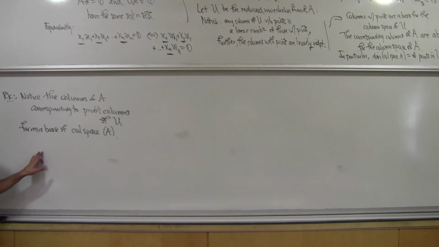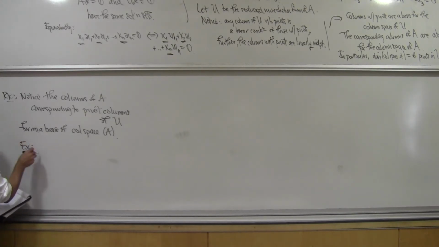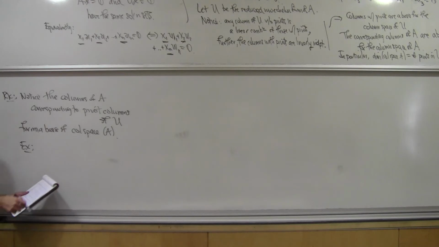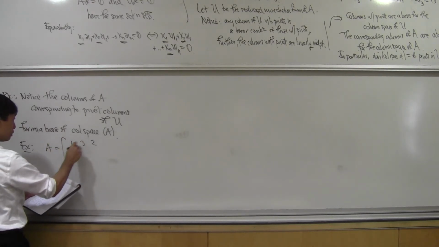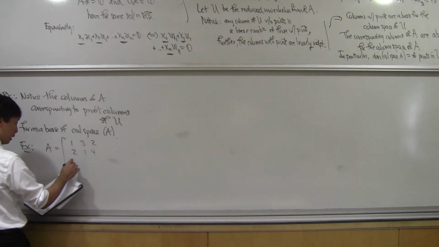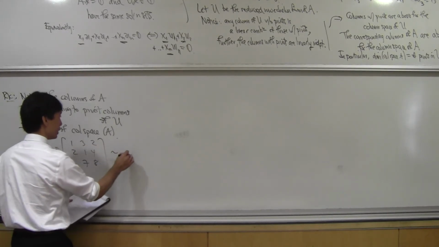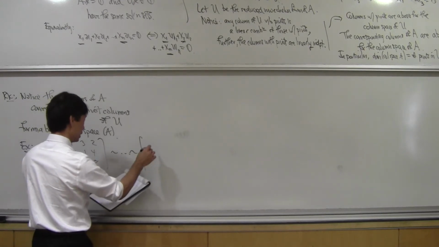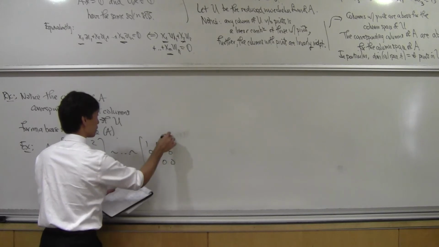Any questions? Let me give you an exercise. I'm going to give you a truncated version of the exercise. We start off with a matrix 1, 3, 2, 2, 1, 4, 4, 7, 8. I'm going to do a little bit of the work for you. This reduces to 1, 0, 2, 0, 1, 0, 0, 0, 0.